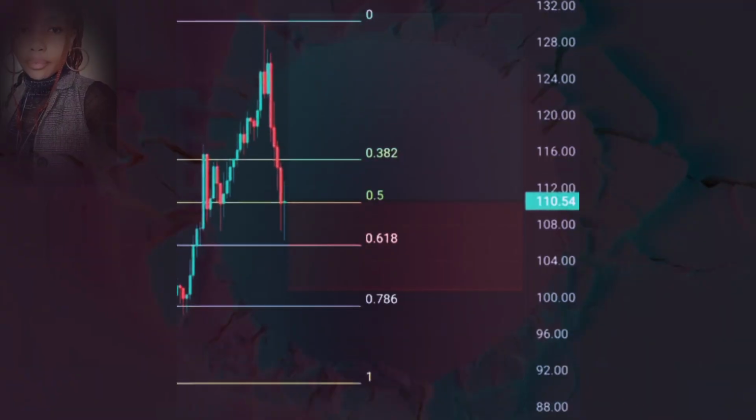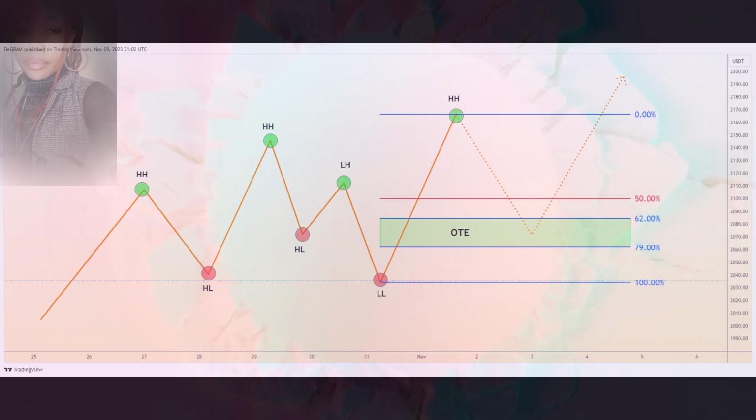For the Fibonacci retracement, it is necessary to leave the main levels 0 and 1 and add correction levels 0.62, 62%, 0.705, 70.5%, 0.79, 79%. It is considered to be the optimal zone where the price makes its correction. The zone from 0.62, 62%, to 0.79, 79%, is considered to be the OTE zone.